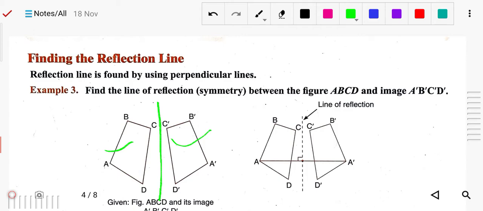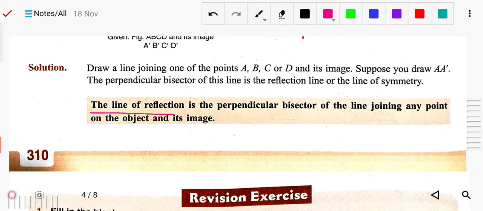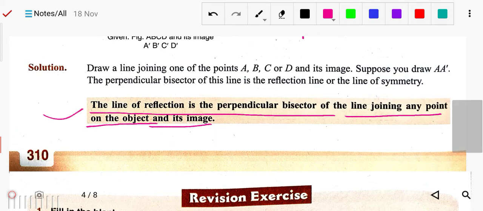So how will you do it? You have to draw a line from this point to this point. Then with the help of a compass you draw the perpendicular line, the same like this, a 90-degree angle. That will be your perpendicular line between these two figures. So the line of reflection is the perpendicular bisector of the line joining any point on the object and its image. So it is about how to find the line of symmetry.